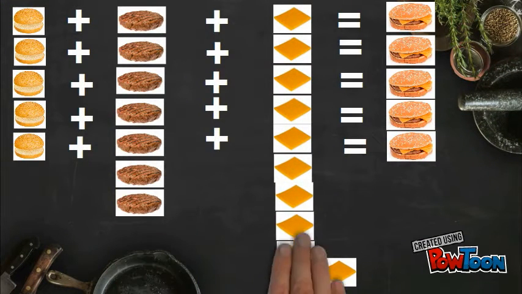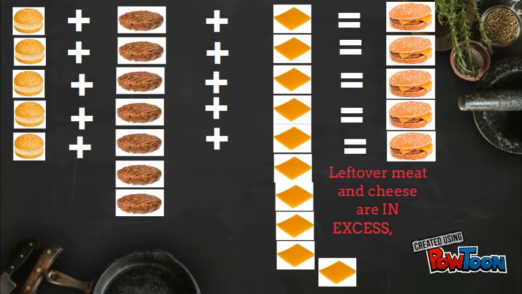The leftover meat and cheese are said to be in excess because there are more of those ingredients or reactants than can be used in the chemical reaction.